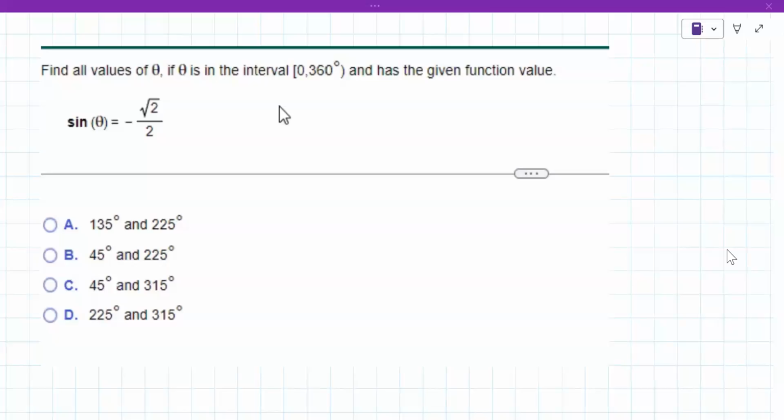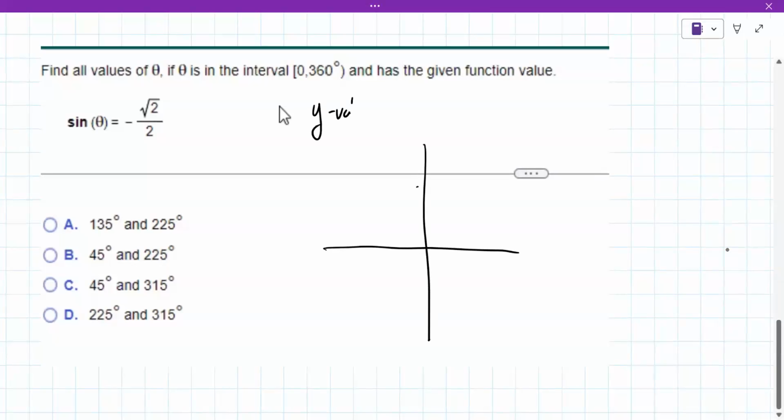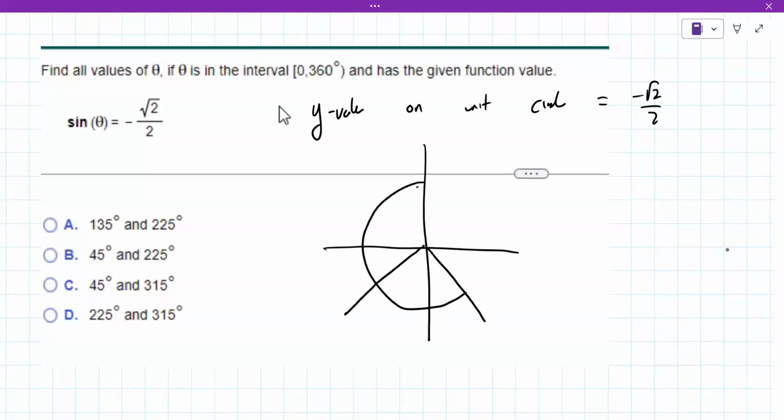So on this problem, you're looking for where the y value on the unit circle is minus square root of 2/2. So there's two places. It's over here and then over here. You'll see that on the unit circle. And so the angle measures are just given on the unit circle, 225 degrees and then 315 degrees.